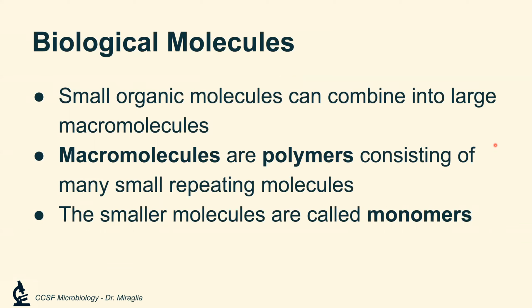So you might think of polyester, right? Which is a plastic. Well, it's just many ester molecules hooked together. That's where that name comes from. And biological molecules, in many cases, are also polymers of smaller monomers, and the monomers repeat and form a large polymer.